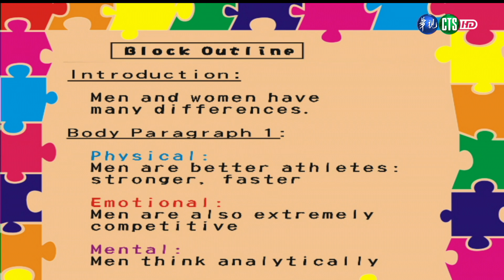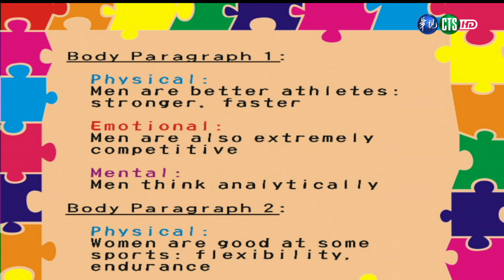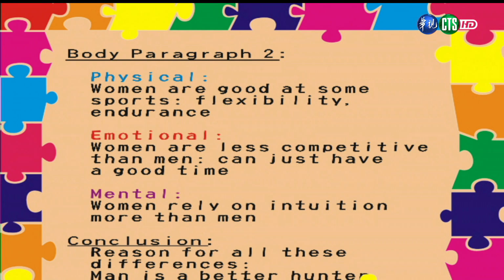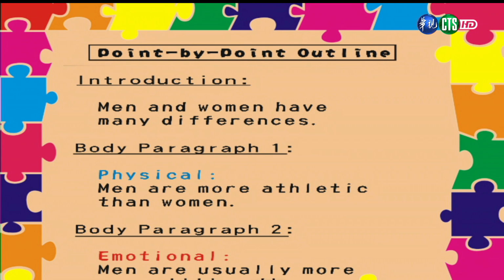And then in our block outline, we're going to have a paragraph that focuses completely on men. And you can see it covers the physical, emotional, and mental qualities of men. And then as we go down, the next body paragraph is all about women, and we can see it also covers the physical, emotional, and mental qualities of women.